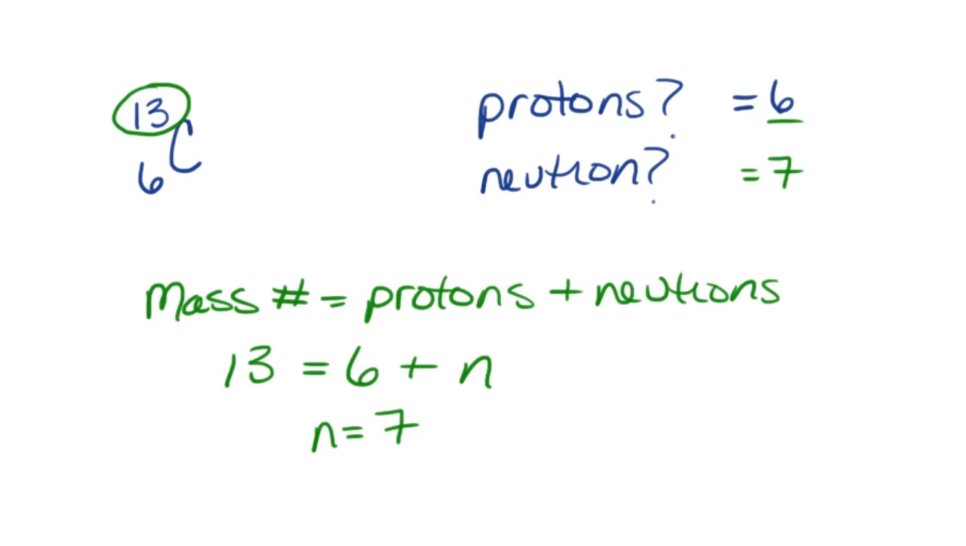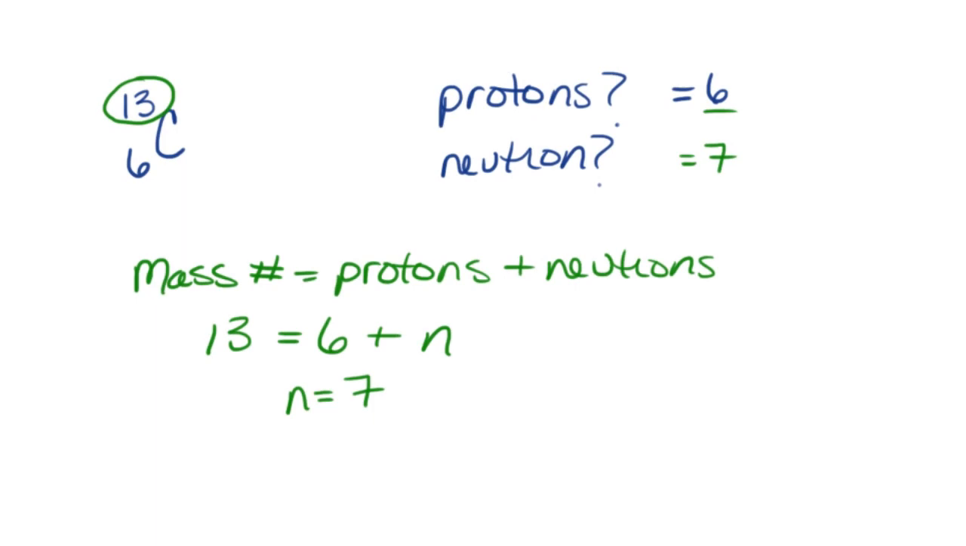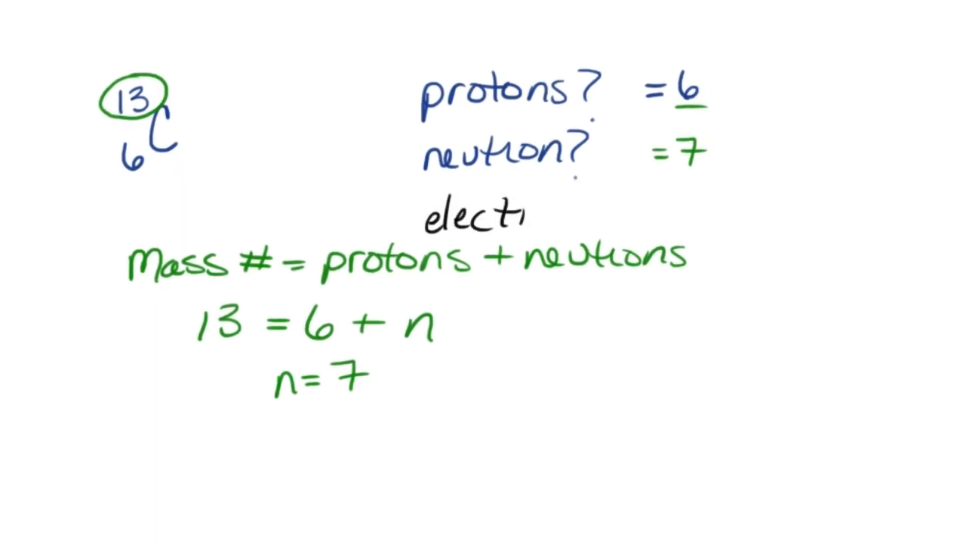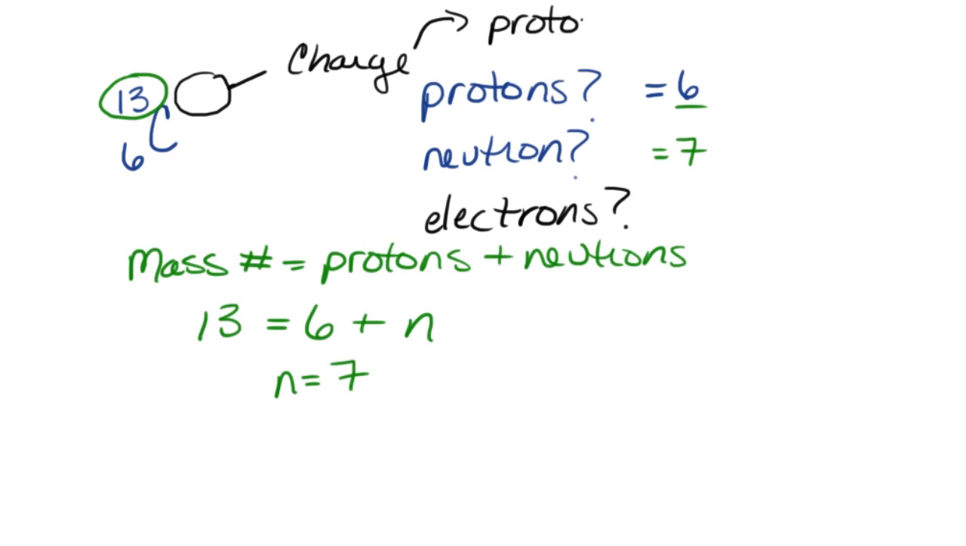Now the other particle that we haven't talked about here is going to be the electrons. If we want to find the number of electrons, we need to know the charge. So if I'm looking for the number of electrons, the charge is the important part. And the charge is going to be located right here. This is where we would find the charge of an atom. And if you'll recall, we have two different charged particles. The charge is going to come from the protons, which have positive charges, and then it's also going to come from the electrons, which have negative charges.